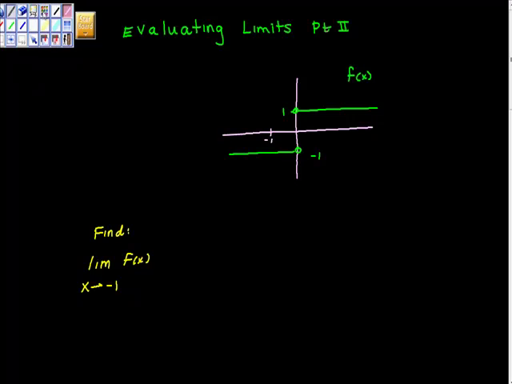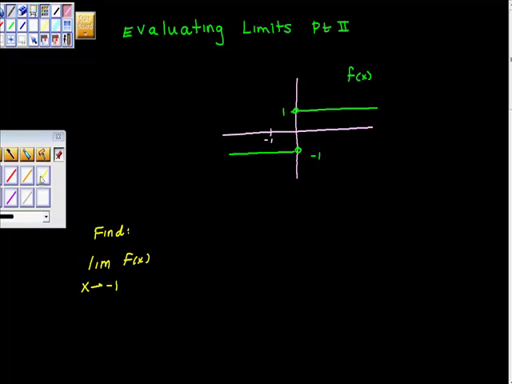So with this, what we're going to do, it doesn't say what side we're approaching from, so we're going to approach from both sides. So here is, right? If we approach from this side, we're approaching a height of negative 1. And if we approach from this side, we're approaching a height of negative 1. So the limit is equal to negative 1. But let's try another question.